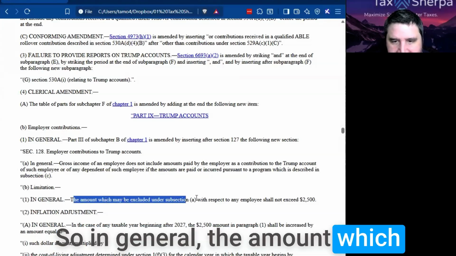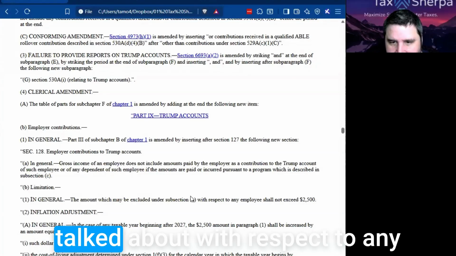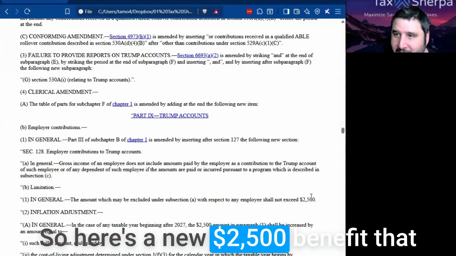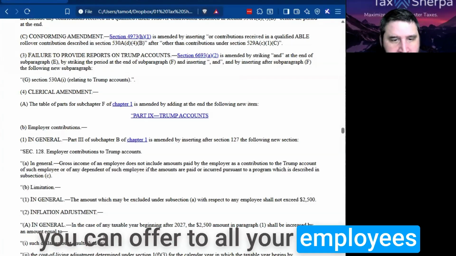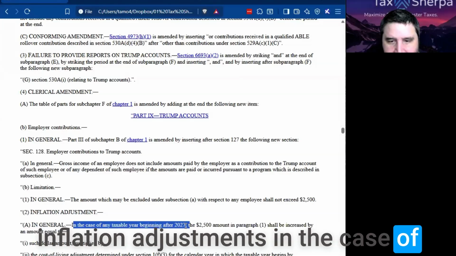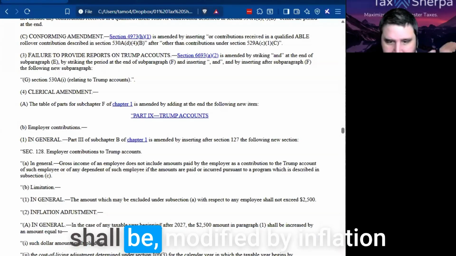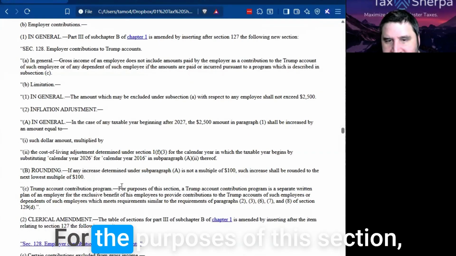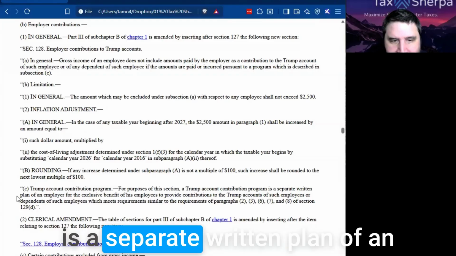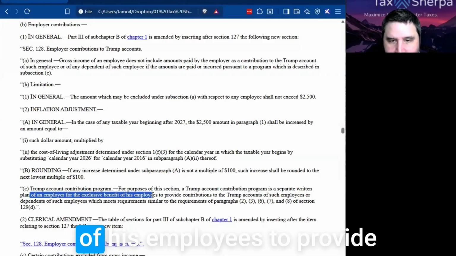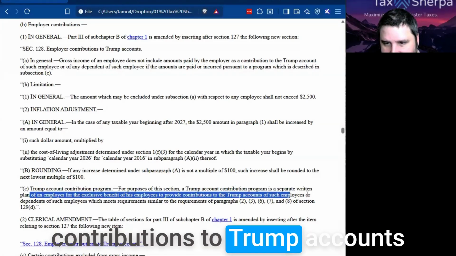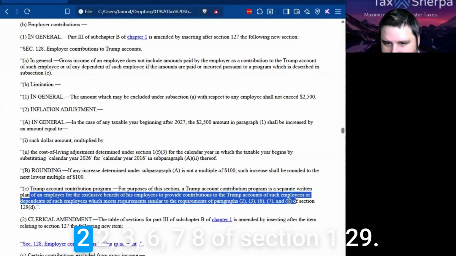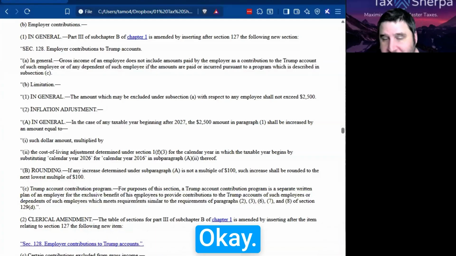So in general, the amount which may be excluded under subsection A, which is what we just talked about, with respect to any employee shall not exceed $2,500. Okay, so here's a new $2,500 benefit that you can offer to all your employees. Inflation adjustments, in the case of 2027 and afterwards, the amount shall be modified by inflation adjustments rounded to the nearest $100, yada, yada. For the purposes of this section, a Trump account contribution program is a separate written plan of an employer for the exclusive benefit of his employees to provide contributions to Trump accounts for such employees or dependents of such employees, which meets requirements similar to section 129(d)(2)-(3), (6)-(8). Okay, so you have to have a written plan.